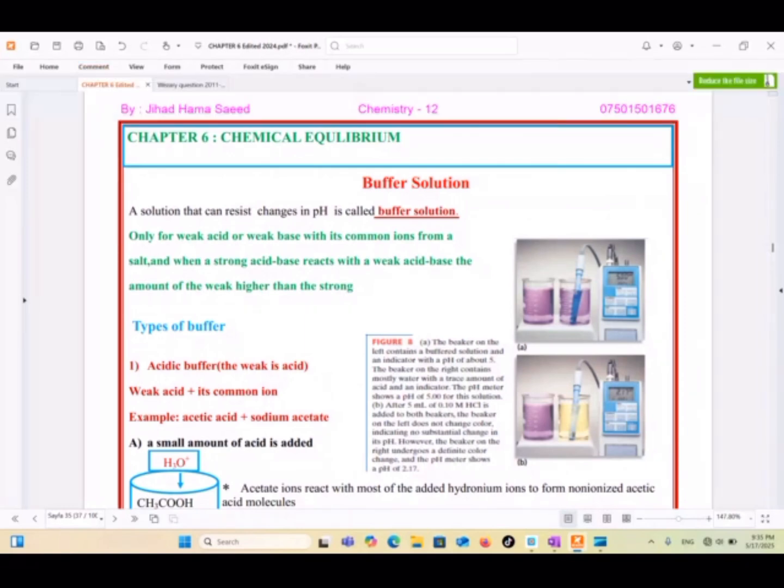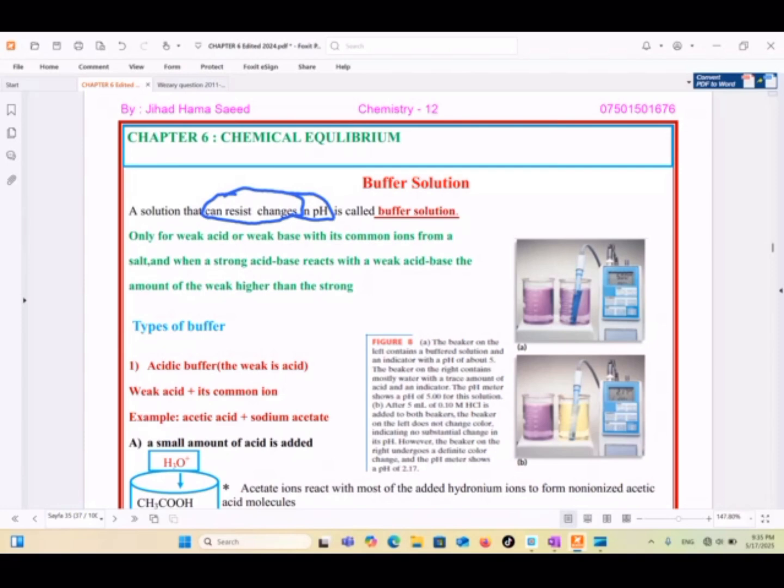Guys, the buffer solution, simply in a short sentence, we can say is a solution that can resist change in pH. Therefore, any solution has a tendency to resist change in pH. While we add an amount of acid or base to the solution, if it resists change in pH, we classify the solution as a buffered solution.